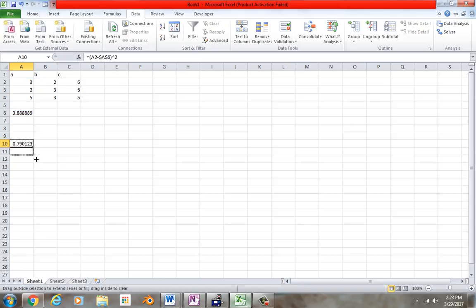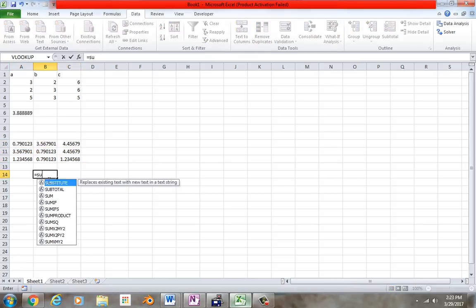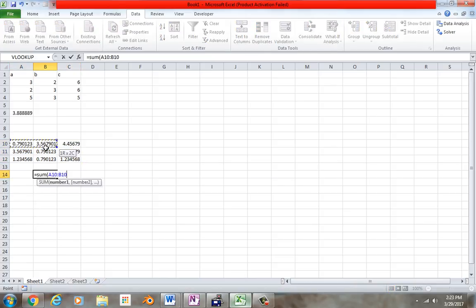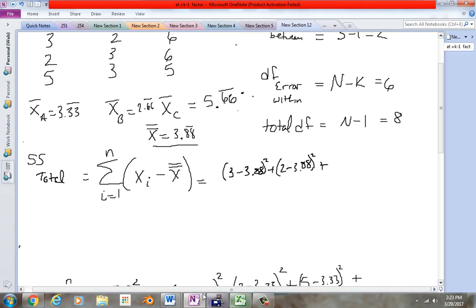So what I'm going to do is use Excel to help me make sure I get the numbers correct, if you don't mind, and then drag it across like so, and now I'm going to find the sum of that. So the sum of these 9 numbers is 20.88. That's my total sum of squares.